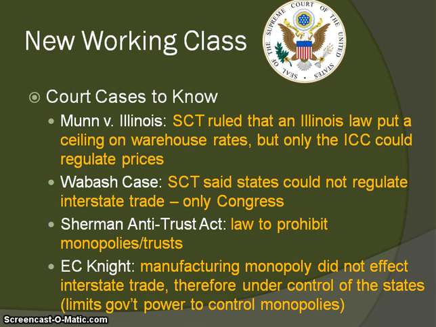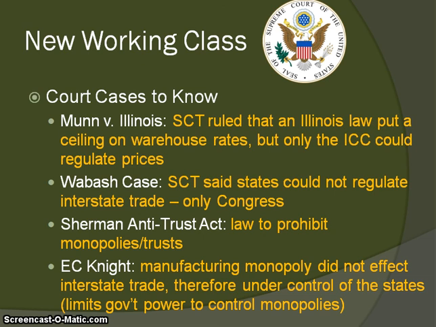A couple of cases to know about regulation. Munn versus Illinois. The Supreme Court said the Illinois law put a ceiling on warehouse rates. And when a company violated it, it said only the Interstate Commerce Commission could regulate those prices. Kind of overturned with the Wabash case, which said that only Congress, which controlled the Interstate Commerce Commission, can control interstate trade. Anything within state borders was regulated by the state itself.